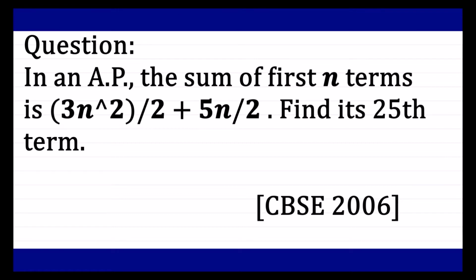Now the given question is saying that the sum of first n terms is 3n² by 2 plus 5n by 2. So it is being given that the sum of the first n terms, that means Sn, is equal to 3n² upon 2 plus 5n upon 2. This is what is given. The sum of the n terms is represented by Sn.